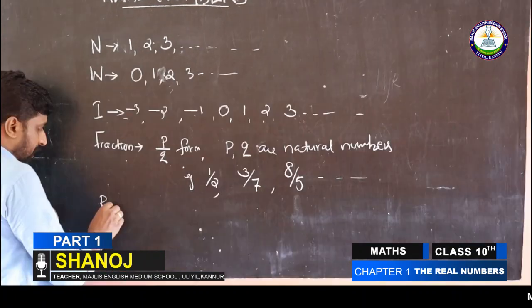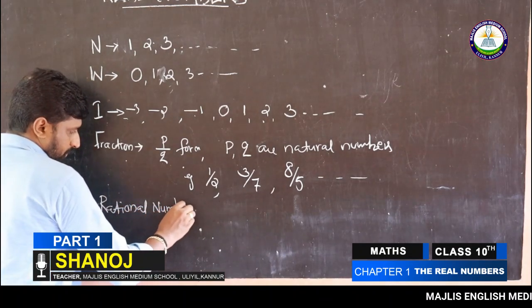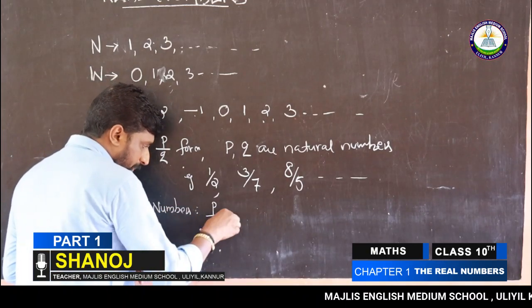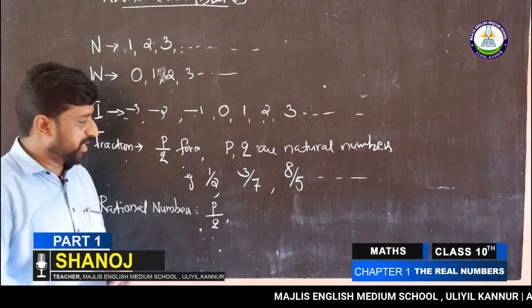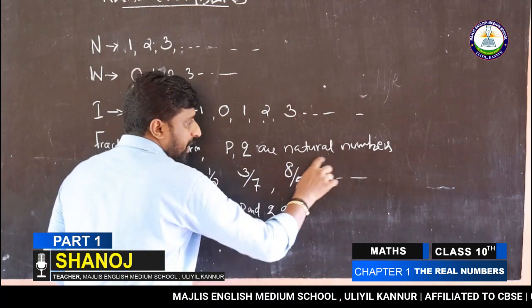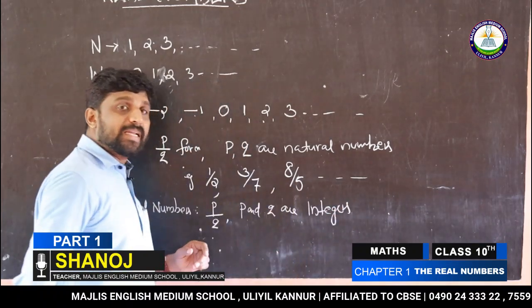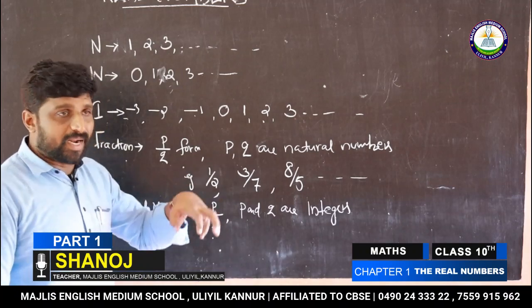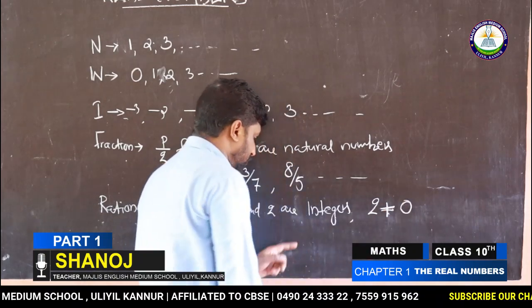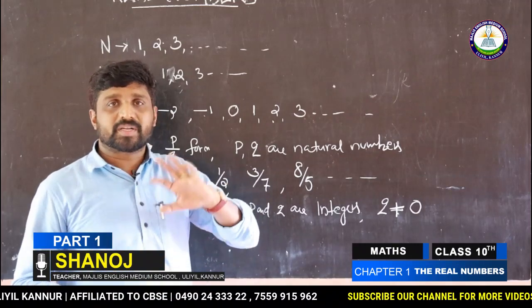Next we discuss rational numbers. The rational number is also P by Q form, with the same numerator and denominator. Here in fractions P and Q are natural numbers, but here P and Q are integers. That is the difference between fractions and rational numbers. P and Q are integers, and one more condition is there: Q is not equal to 0, because integers include 0, and division by 0 is not defined, therefore the denominator is not equal to 0.